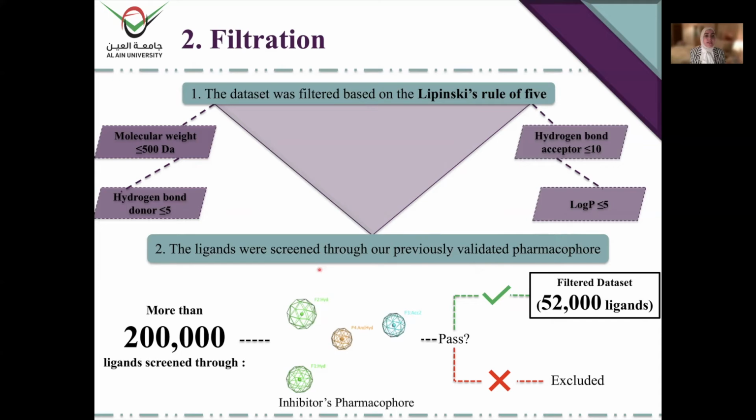So basically, we screened these compounds through our inhibitors pharmacophore and excluded those that didn't pass it. We started the filtration process with more than 200,000 compounds and ended up with only 52,000 compounds.